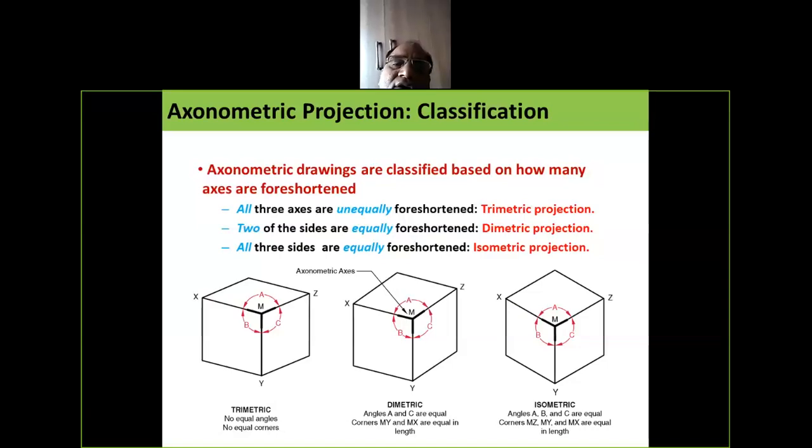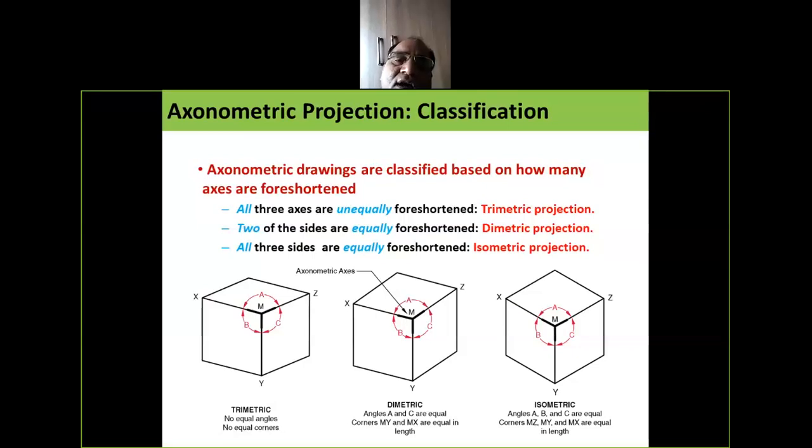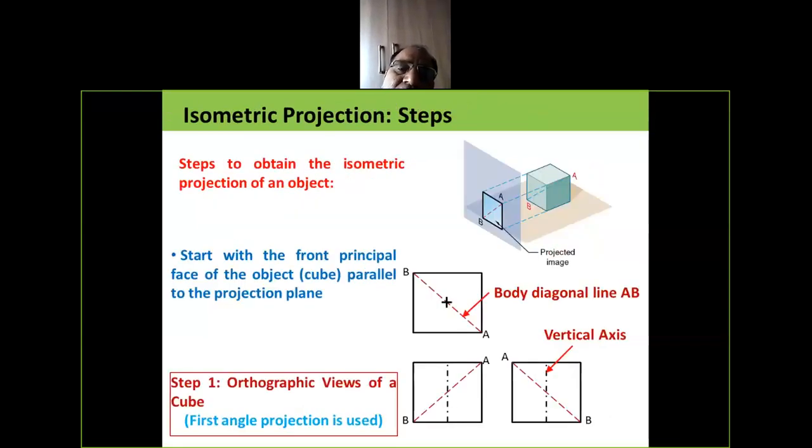Means isometric projection is a part of axonometric projection in which all three sides are equally foreshortened. And if two sides are equally foreshortened, this is known as dimetric projection. And if all axes are unequally foreshortened, this is known as trimetric projection. As you saw in this case, trimetric.